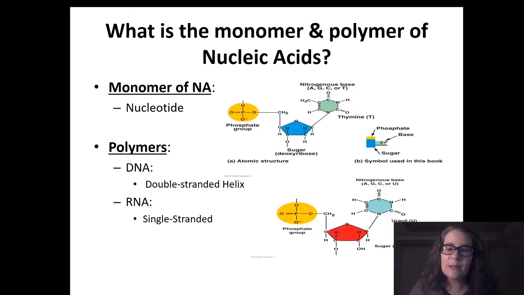We have talked about our 4 macromolecules, and one of them is a nucleic acid. Nucleic acids have a monomer and a polymer like every other macromolecule that we have talked about. For nucleic acids like DNA and RNA, the monomer is a nucleotide. A nucleotide is almost like a letter L shaped chemical with a sugar in the middle, a phosphate group, and a nitrogen base. And so it makes this kind of letter L shape.